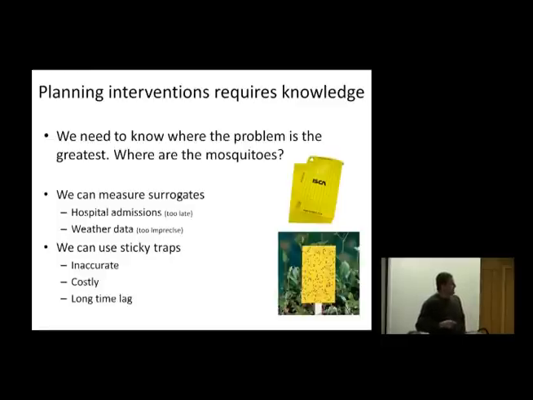So another possibility actually is you can have sticky traps. Actually, a company here in Riverside called ISCA is actually very famous for making these high-quality traps. And what you do is you put lots of these little traps out in the field, and then once a week you have someone go and look at them. And there's two problems with this. The first of all is that it does take human time and skill to look at these traps.